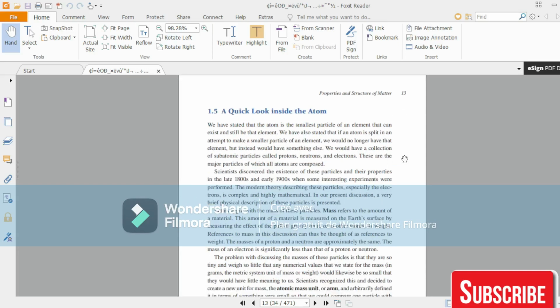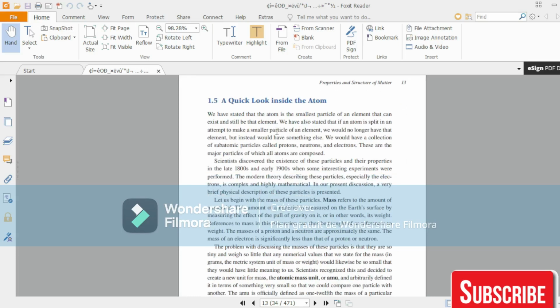We also take a quick look inside the atom. We have stated that the atom is the smallest particle of an element that can exist and still be that element. We have also stated that if an atom is split in an attempt to make a smaller particle of an element, we would no longer have that element, but instead would have something else. We would have a collection of subatomic particles called protons, neutrons, and electrons. These are the major particles of which all atoms are composed.